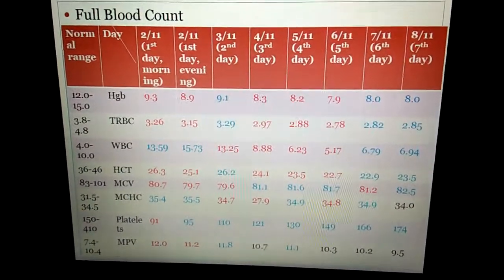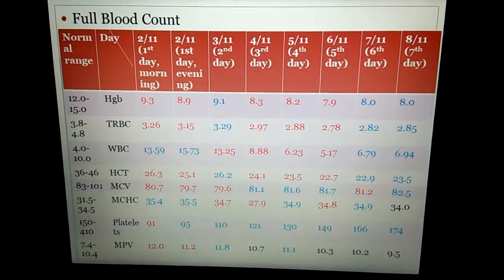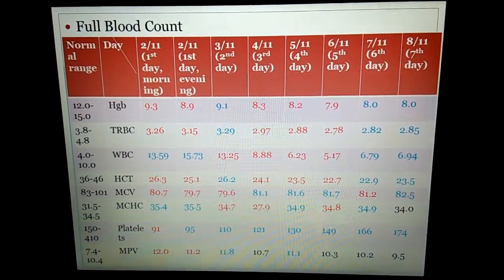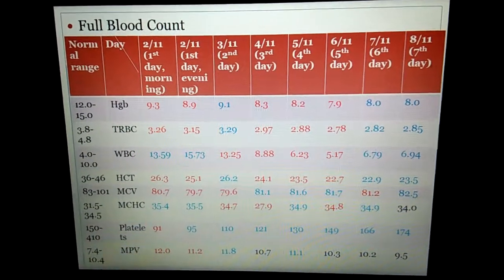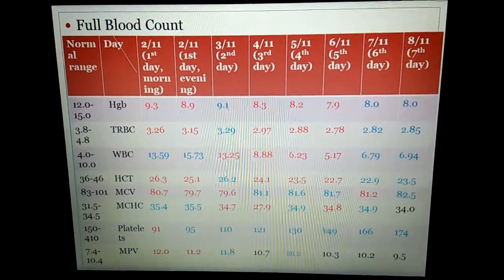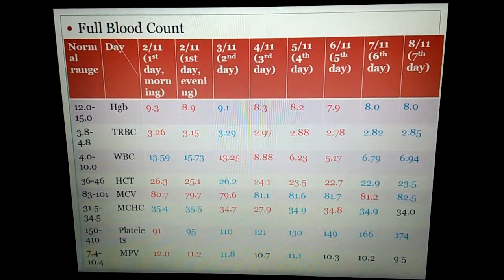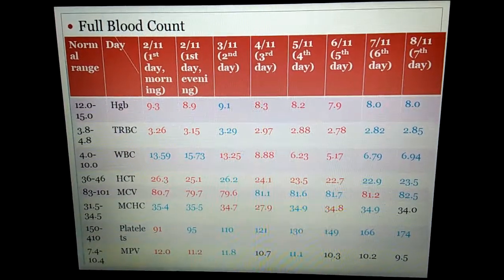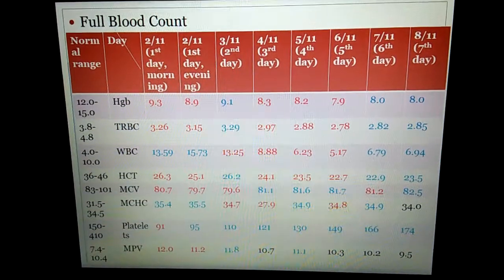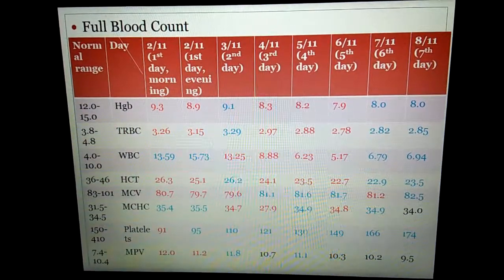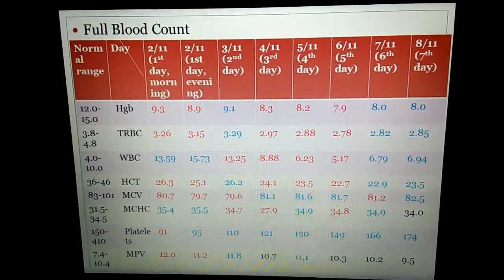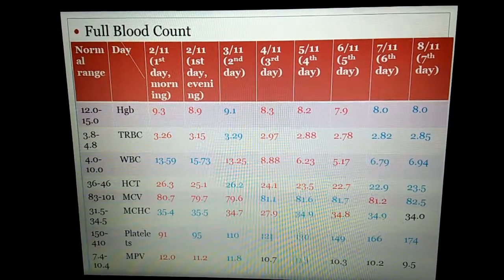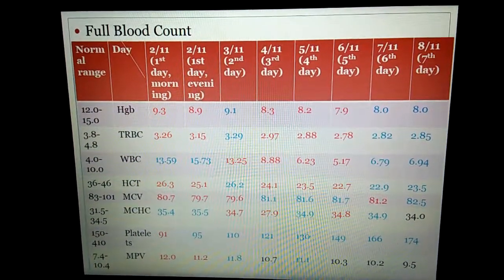For the full blood count, for the hemoglobin, the normal range is 12 until 15. The patient's hemoglobin reading is lower than the normal range. For the total red blood cell, the normal range is 3.8 until 4.8. The patient's reading for total red blood cell on the first day is lower than the normal range.